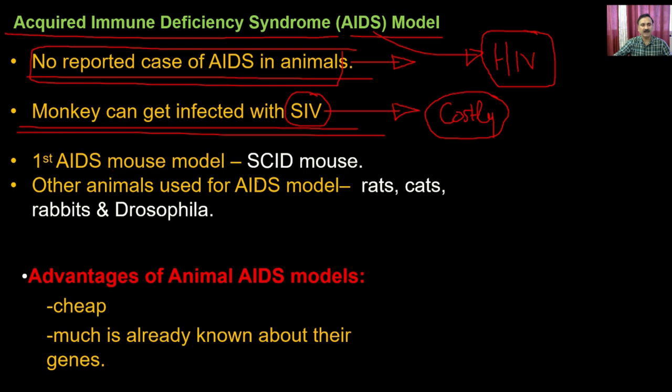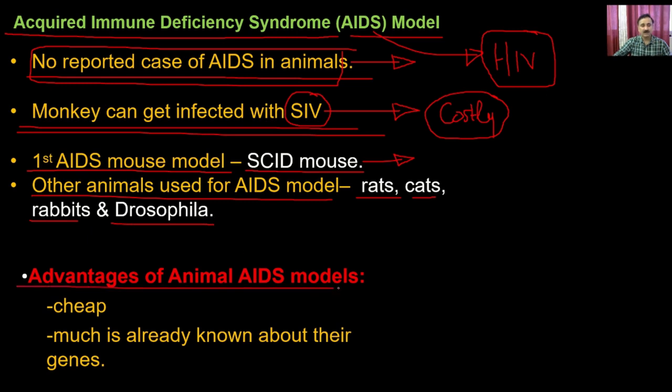What they have done is make a mouse model which is called the SCID model. In the SCID model, they have made the mouse immunocompromised, and because of that, this particular mouse can now allow the HIV, or the AIDS virus, to replicate, and that's how these mice develop an AIDS-like disease. The other animals which can also be used for the AIDS model are rats, cats, rabbits, and Drosophila.